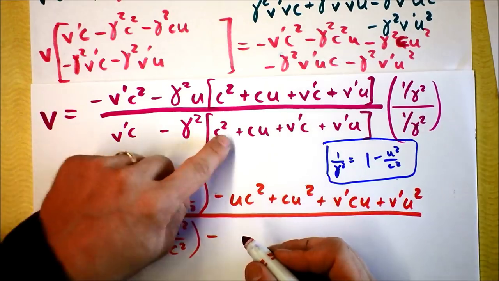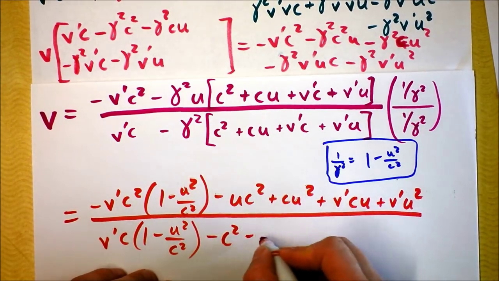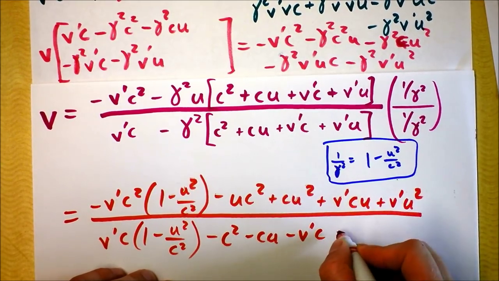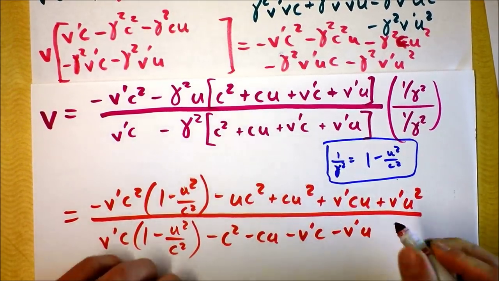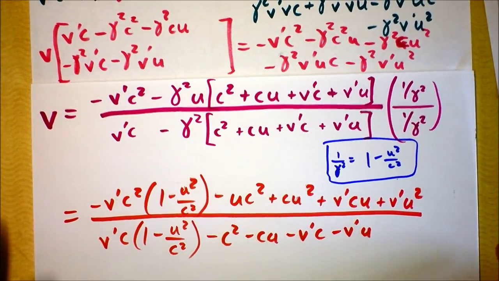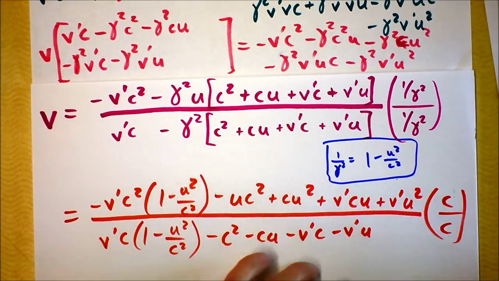So I'm distributing a minus sign too, so I need to make sure that all these terms come out negative. I'm going to net negative C squared minus C times U minus V prime times C minus V prime times U. Ooh, we're getting really close. Can you smell it? No. Not really. I'm just going to multiply the numerator and the denominator by C. That is 1 when I write it like that, and I'm going to change colors again.